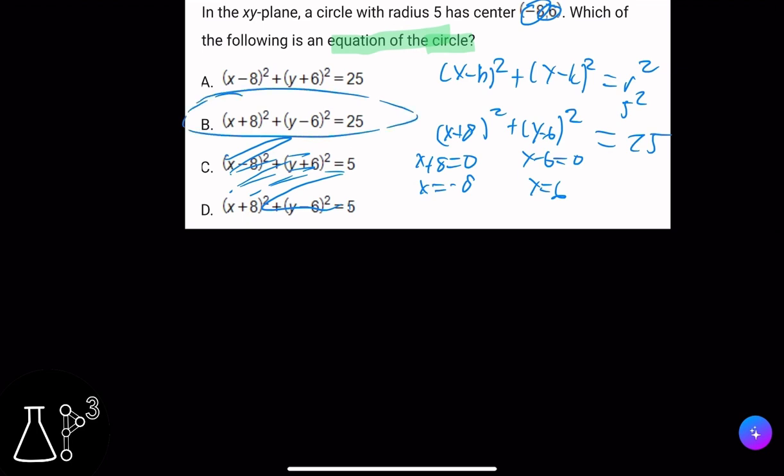And then A is incorrect because we need to flip it in the equation. So we flip the negative or the positive value of the center of the circle. So if I had negative 8, it would be positive 8, or plus 8 with the x. And if I have 6, it would be negative 6, or minus 6 with the y.